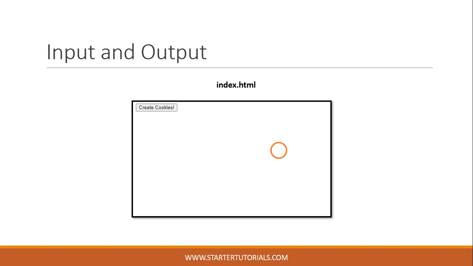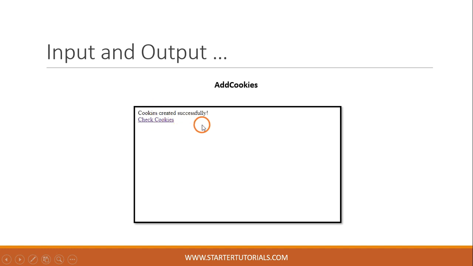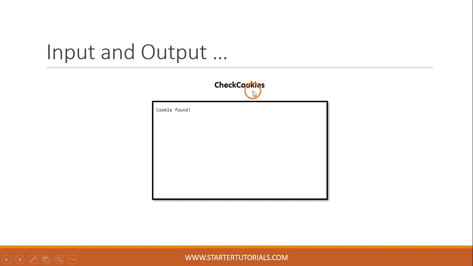Now I am going to show you the input and output. Actually, there is no input, there is only output. So this is the HTML page where I will simply display a button called create cookies. Once I click this button, I am going to add a cookie and display this message, cookies created successfully. Now to check whether the cookie is accessible or not, I am providing another link which will call another servlet called checkCookies. So when I click this link, it will go to checkCookies. If the cookie is available, it will display the message cookie found.